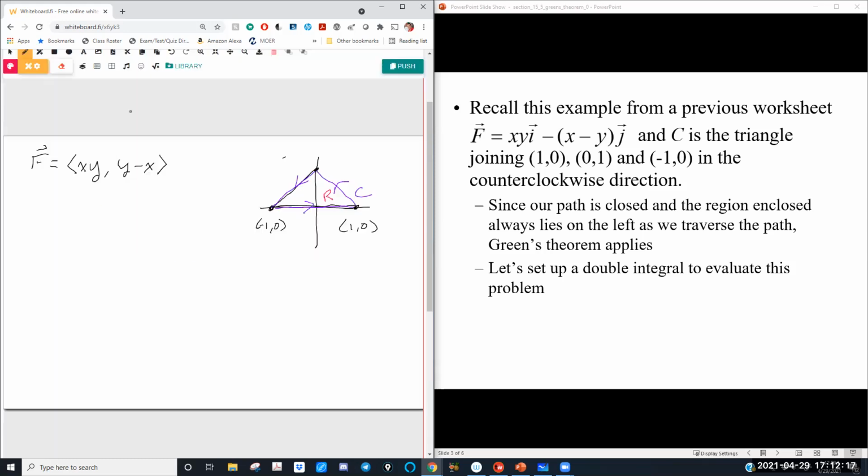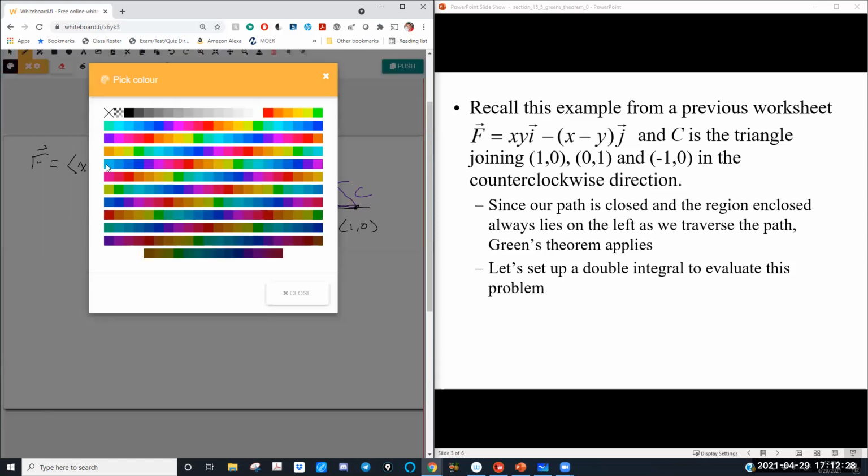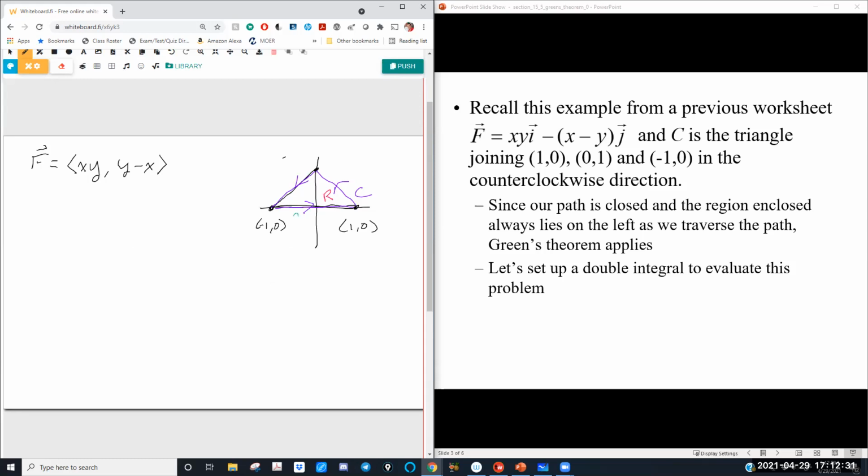All right, so let's go to work on this one. Now, if we were doing it via parameterization, which, like I said, I'll send you the video for, you would parameterize each path on here. You'd make it into a C1, a C2, a C3, and just do 3 separate line integrals and then add up the total. And that's what I do in the video I'll send you. But let's talk about doing it with Green's theorem.